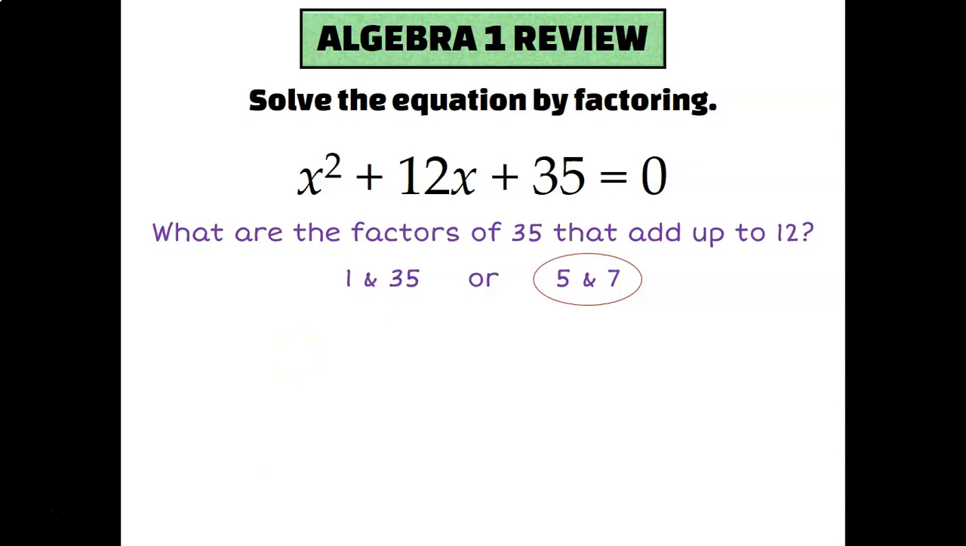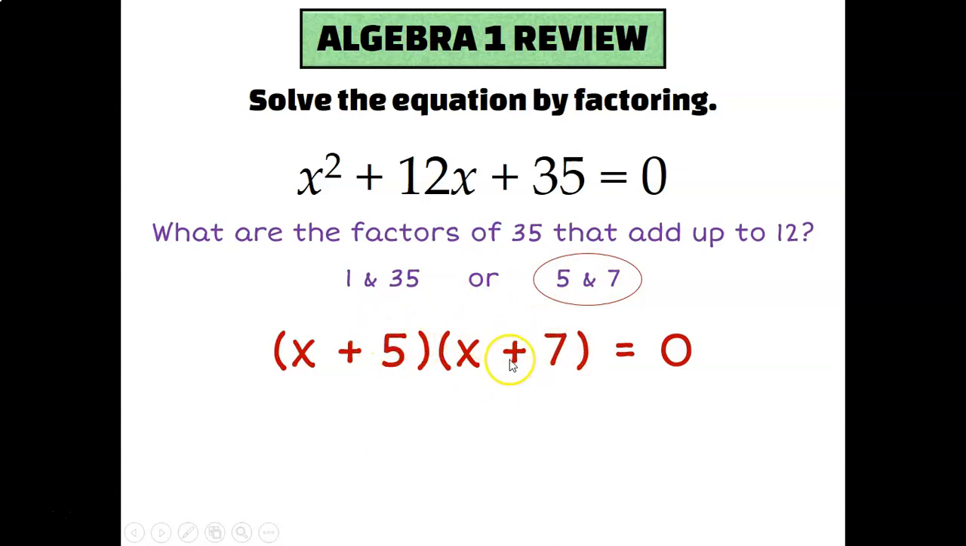The factored form of equations that look like this will always come in this form. You'll have x plus something and another x plus something, both of those written in parentheses. And the blanks just get filled in with whatever your numbers were. So I'll put a 5 here and a 7 there. Or vice versa. You could put a 7 here first and a 5 there second. It doesn't matter which one's which, as long as you have them both. So that's our factored form, and now we need to solve.